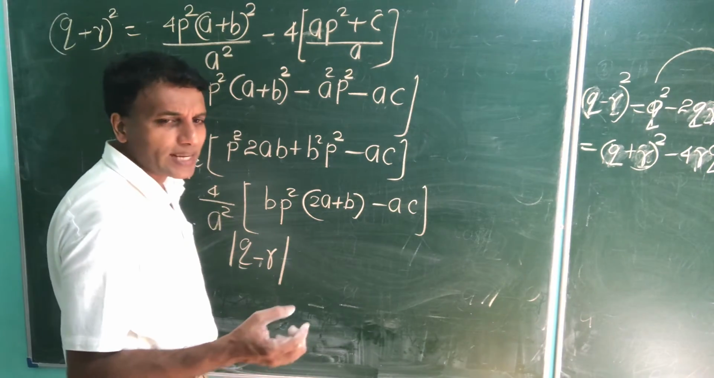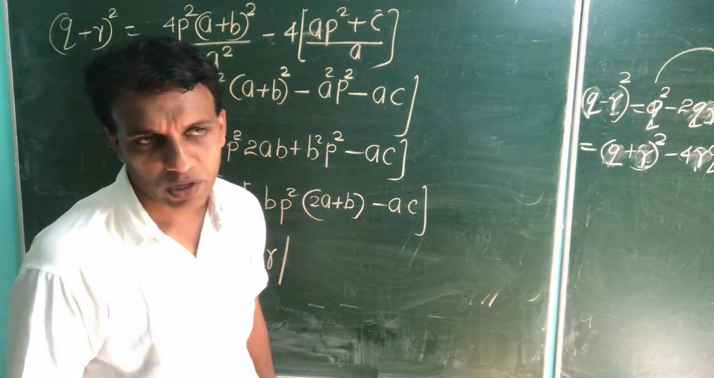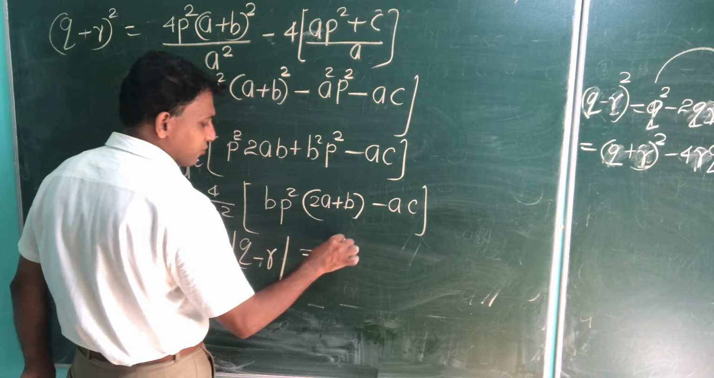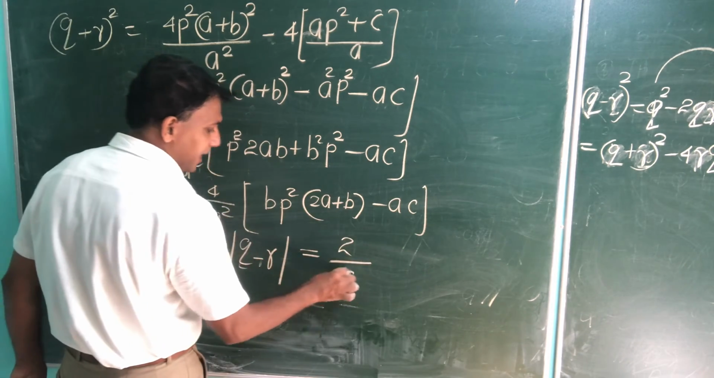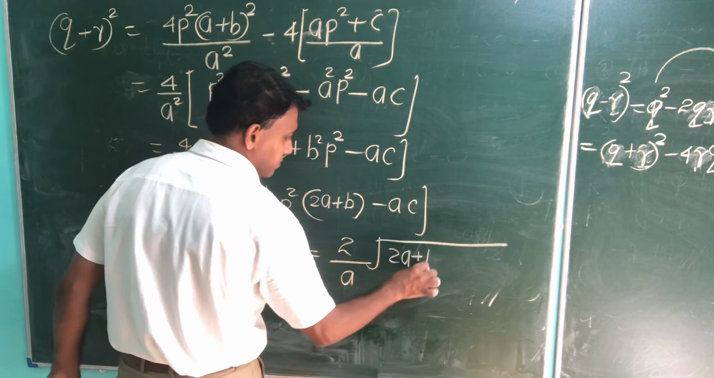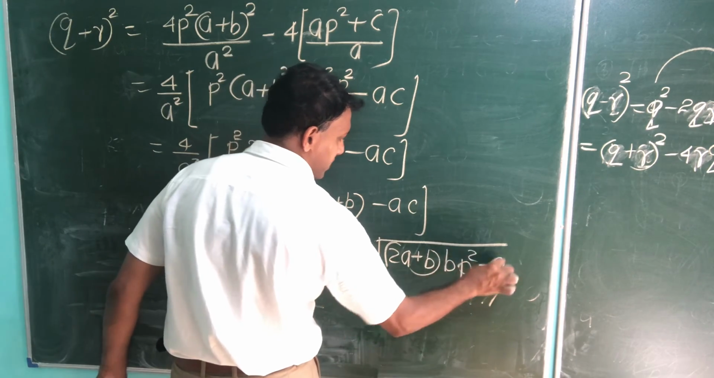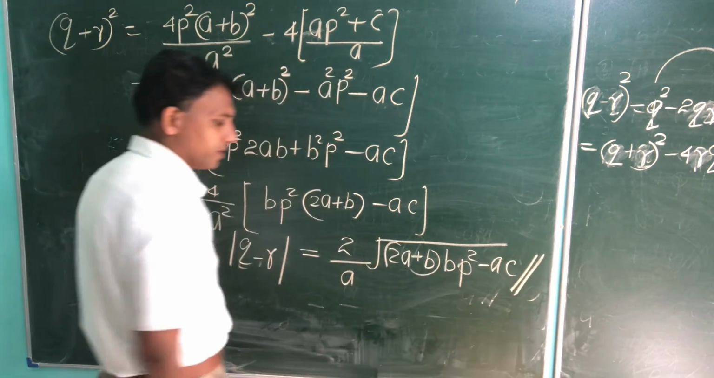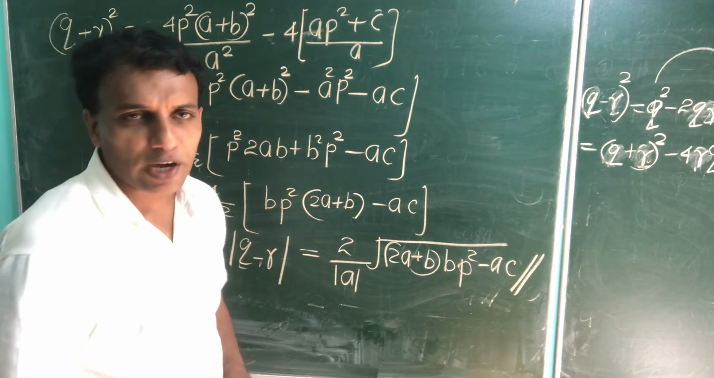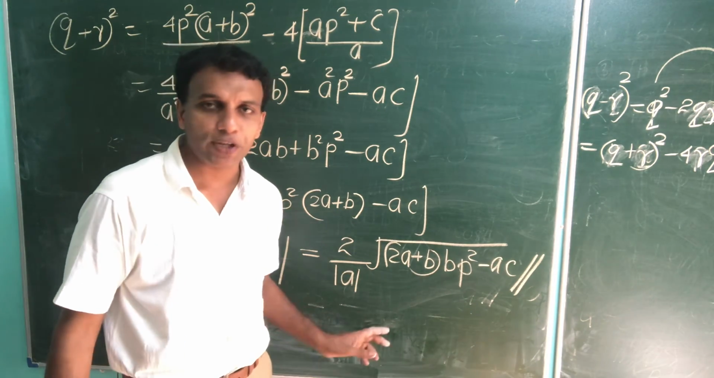What do you mean q minus r modulus? Mean that can be q minus r or r minus q. Put the square root. 4 is 2. A square is a, square root of 2a plus b into bp square minus ac, right? That's the answer. They put a modulus for this because plus or minus, right? Square root is plus or minus a. That's the meaning of the modulus, right?